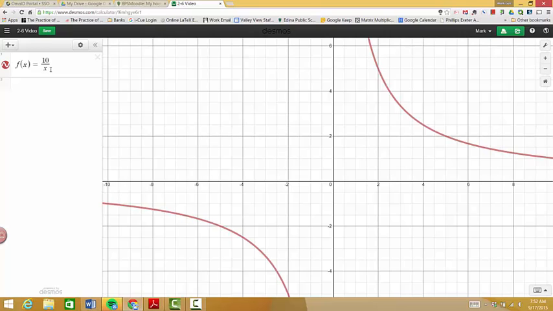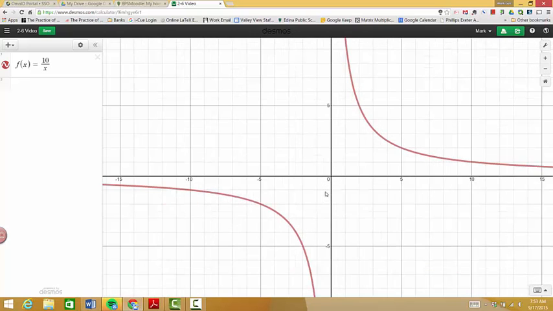And I want to look at what happens. You'll notice that we have two branches here. We have a branch over here in the first quadrant and a second branch over here in the third quadrant. Once again, our quadrants are 1, 2, 3, and 4. As we look at things, it appears that one branch stays completely in quadrant 1 and one stays completely in quadrant 3. Let's take a look at how that works.